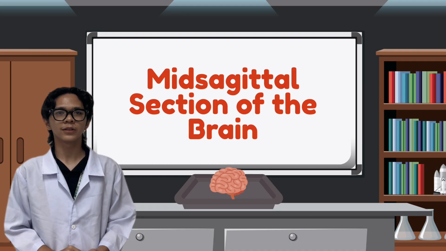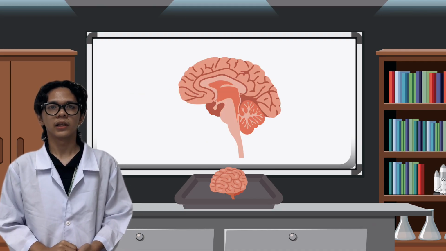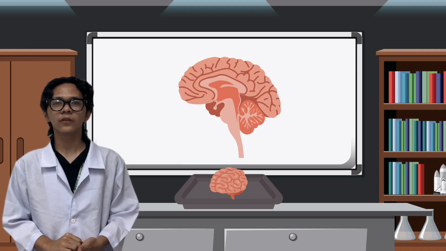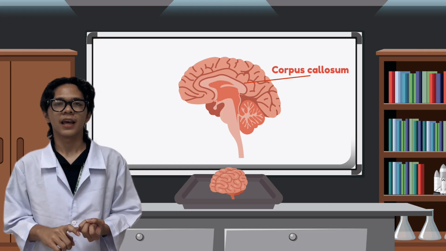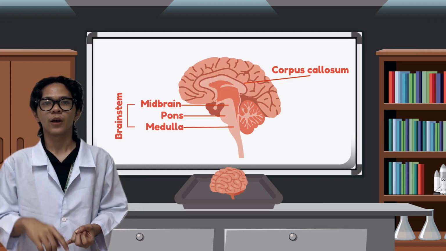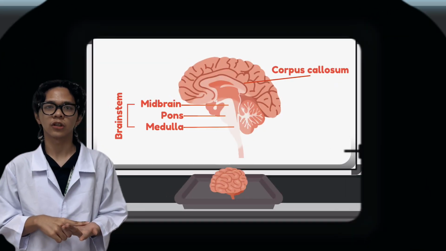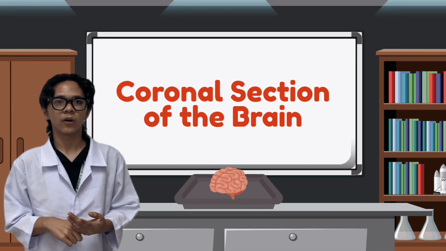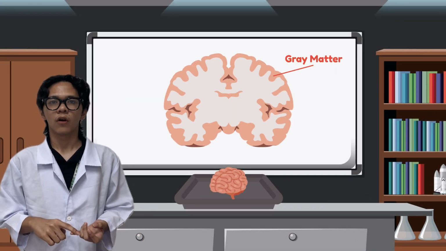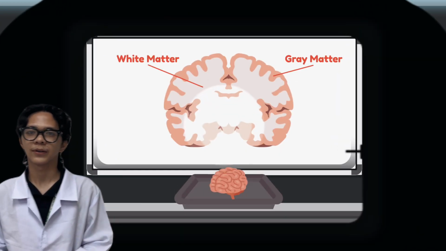Shifting to internal views, we explore the mid-sagittal and coronal brain sections. In the mid-sagittal section, we identify the corpus callosum, which links the hemispheres. And in the brainstem, we have the midbrain, pons, and medulla that control the vital functions. In the coronal section, the gray matter forms the outer cortex, while the white matter lies deeper.